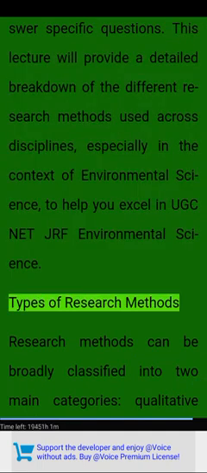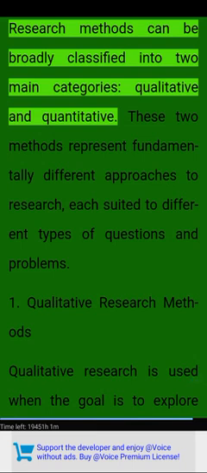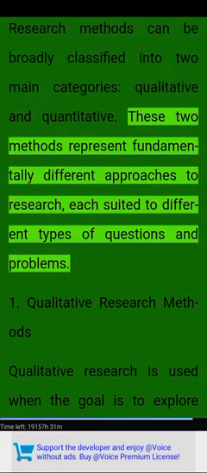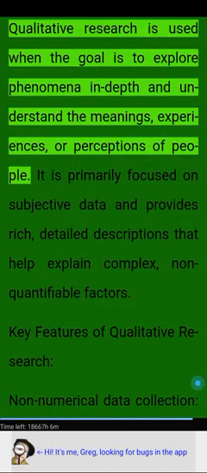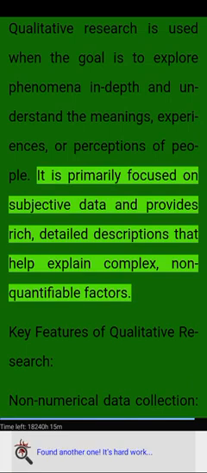Types of research methods. Research methods can be broadly classified into two main categories, qualitative and quantitative. These two methods represent fundamentally different approaches to research, each suited to different types of questions and problems. 1. Qualitative research methods. Qualitative research is used when the goal is to explore phenomena in depth and understand the meanings, experiences, or perceptions of people. It is primarily focused on subjective data and provides rich, detailed descriptions that help explain complex, non-quantifiable factors.